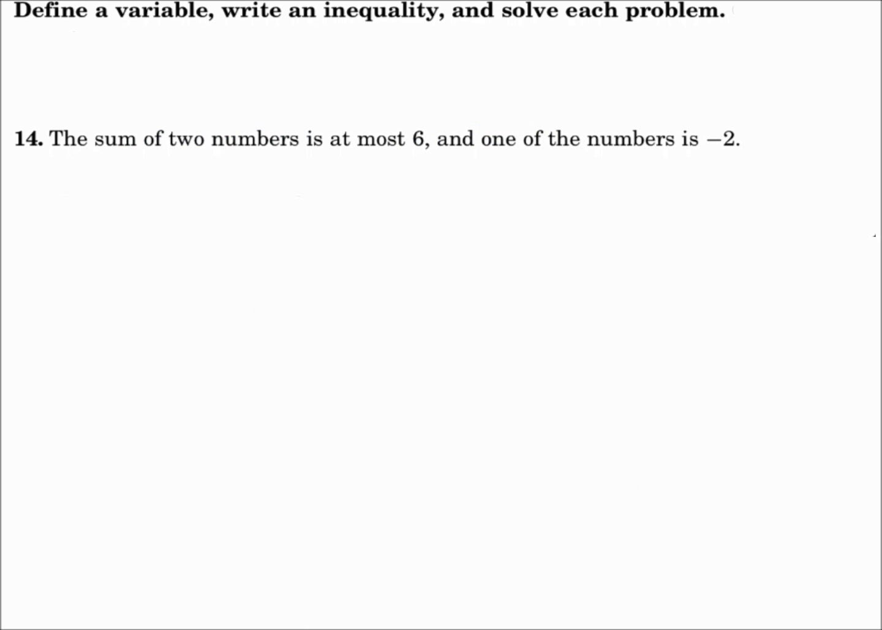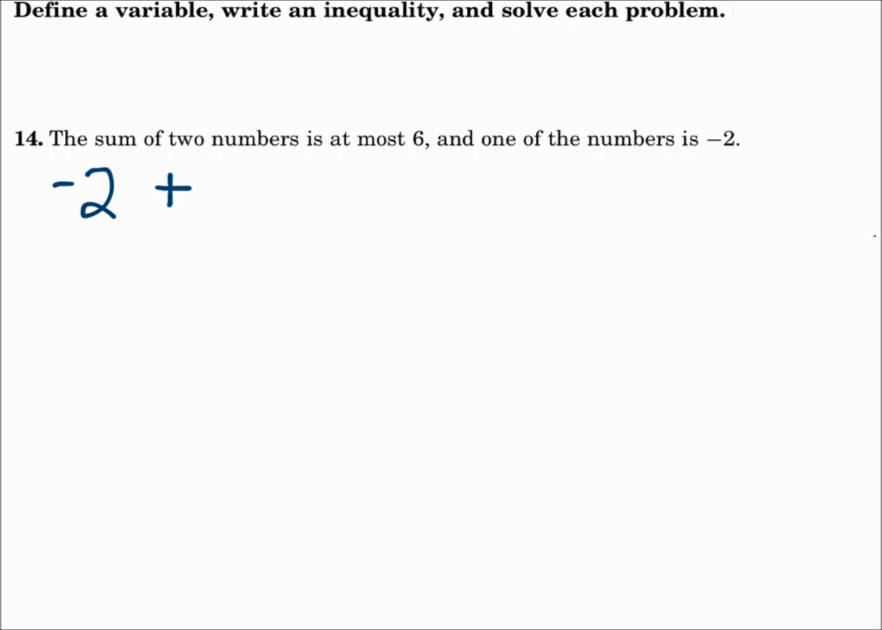Define a variable, write an inequality, and solve. Number 14. The sum of two numbers is at most 6, and one of the numbers is negative 2. Well, the variable will be the number that I don't know, and we can use n. So, the sum of two numbers. I'm adding two numbers together. Look at the end of the sentence. One of the numbers is negative 2.